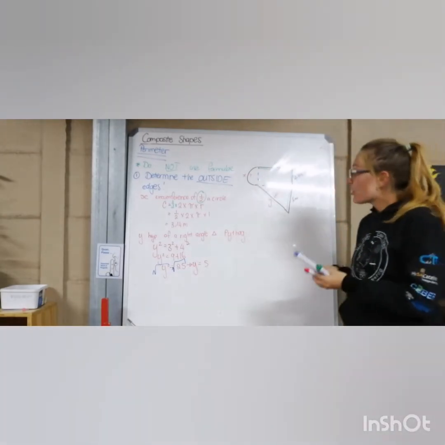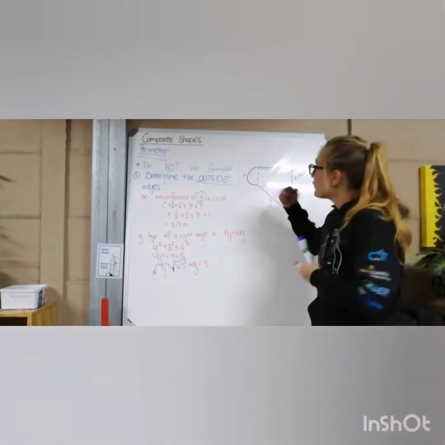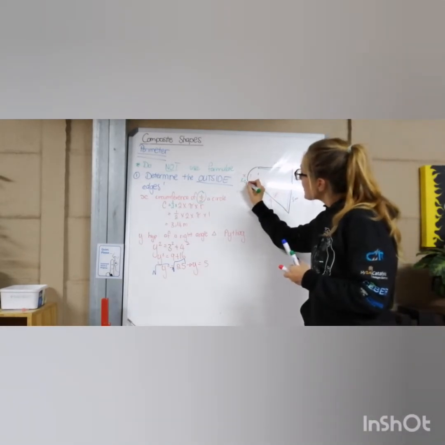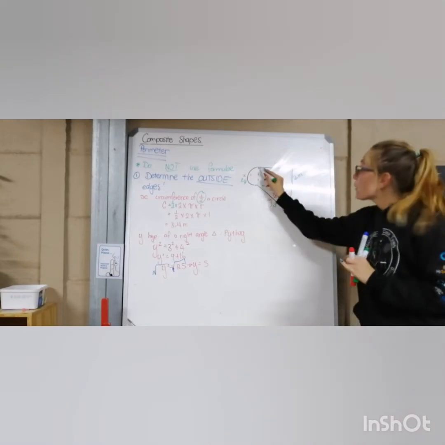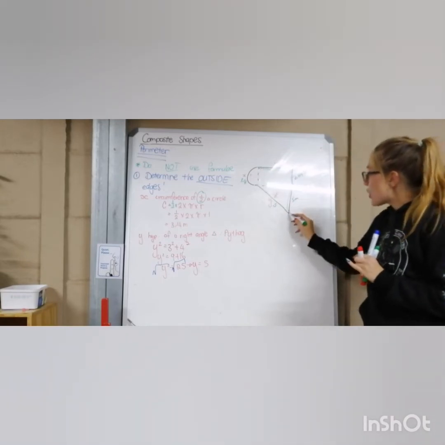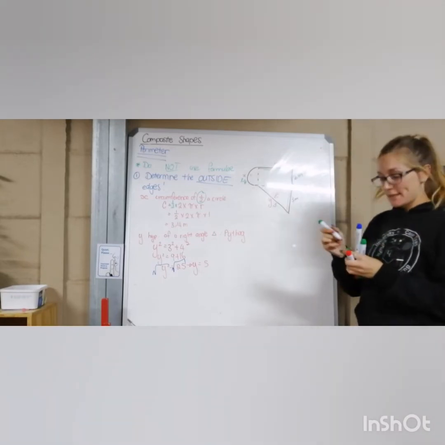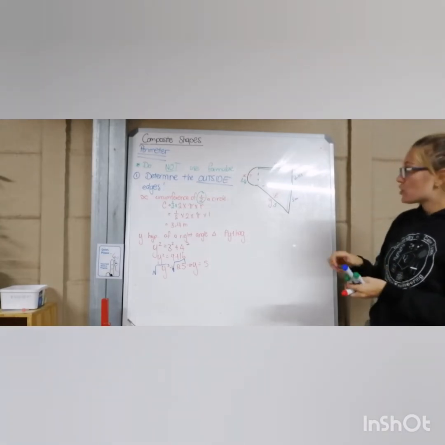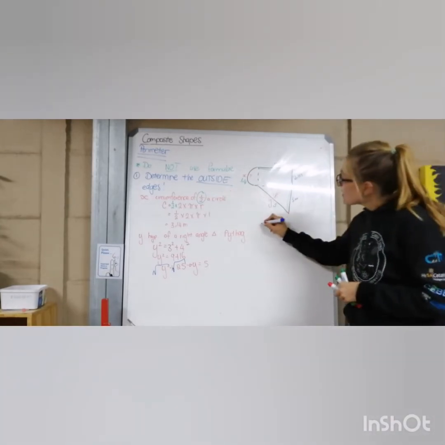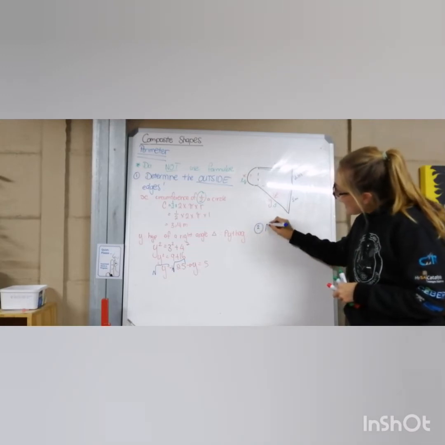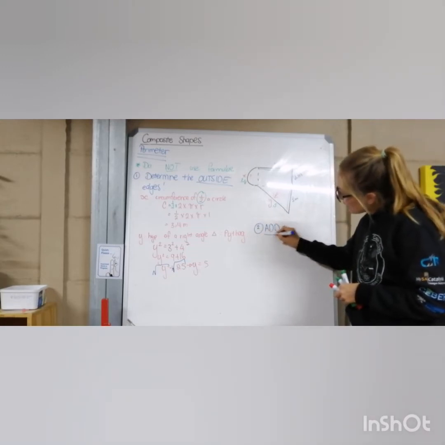So we now know that x is 3.14. We know that y is 5. So now we can walk around the outside and say we know everything. Awesome. So we can go ahead on to step 2. So step 1, determine the outside edges. Step 2, add them all together.